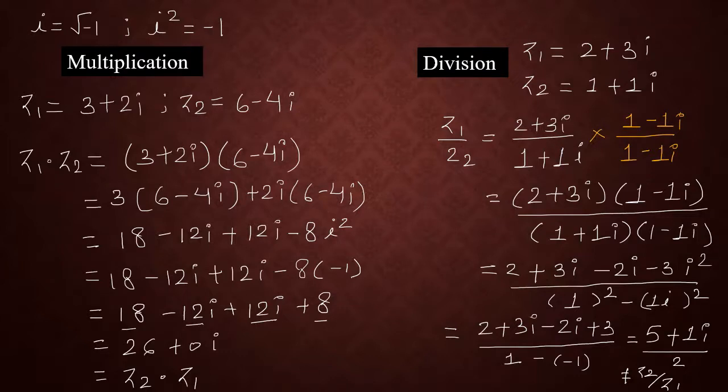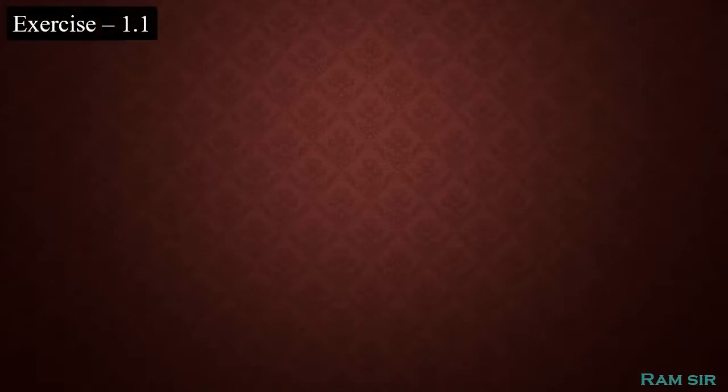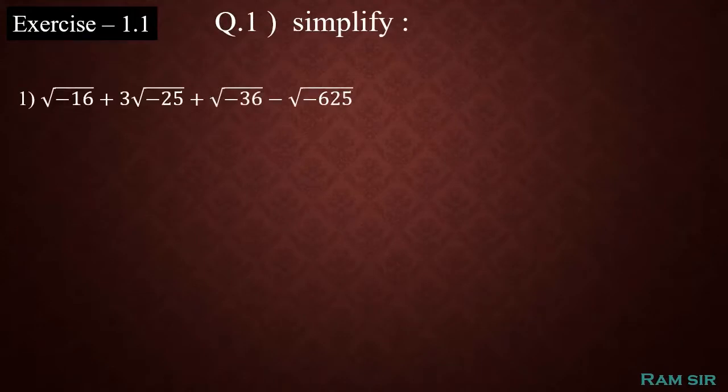Let's start with one question from the exercise in which you use the concept of basic operation as well as complex number basics. Exercise 1.1 question number 2 we have already discussed. Now I will discuss two parts of question number 1, which is simplify. We have to write the reduced form of the answer. So let's start. Root of minus 16 we can write as minus 1 multiplied by 16. Similarly, the next 3 as it is, multiplied by root of minus 1 multiplied by 25.